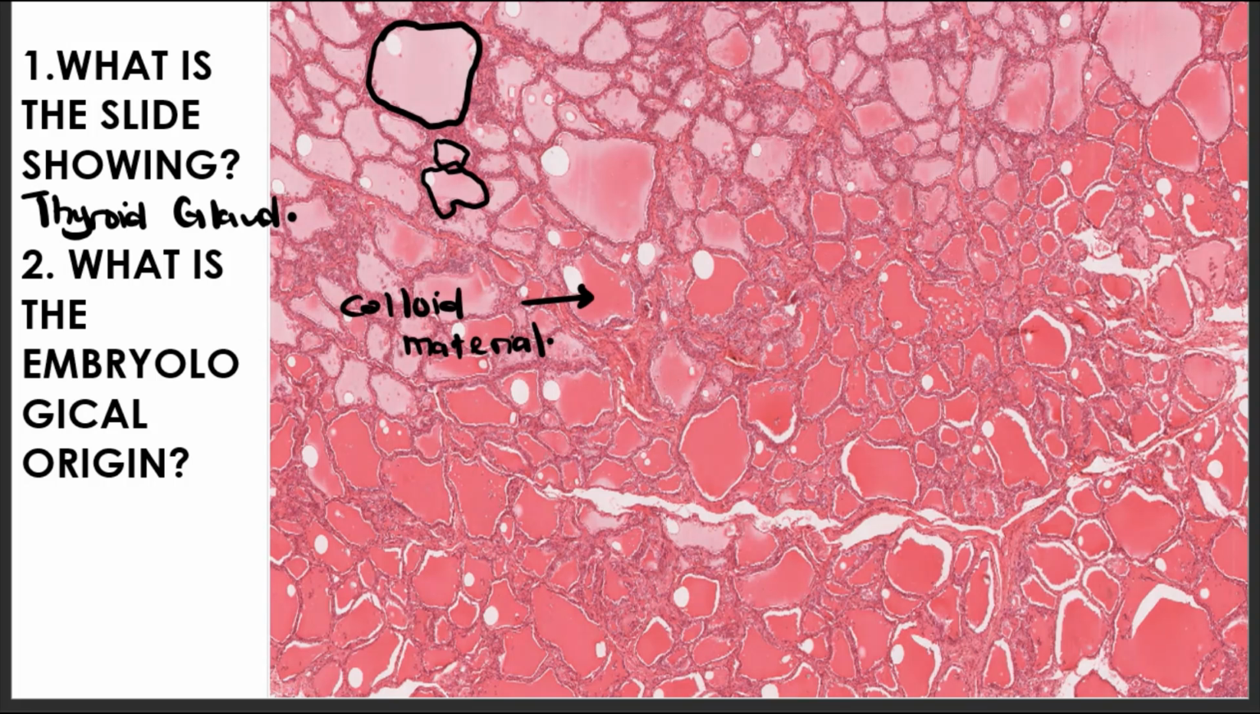What is the embryological origin of this gland? It comes from pharyngeal pouches, pharyngeal pouches 2 and 3. Other literature will also include 1. So pharyngeal pouches 2 and 3.